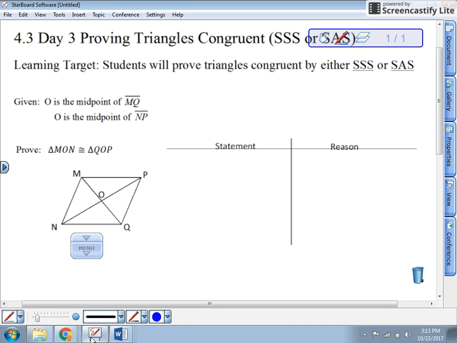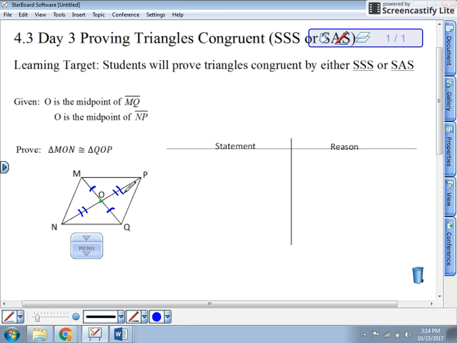So the first one tells us that O is the midpoint of segment MQ and O is the midpoint of NP. Well, what does midpoint mean? Here is point O, and if it's the midpoint of MQ, that means this segment must be congruent to this segment. That's what midpoint means, cuts in half. And if O is the midpoint of NP, these two segments must be congruent, because that's what a midpoint is.